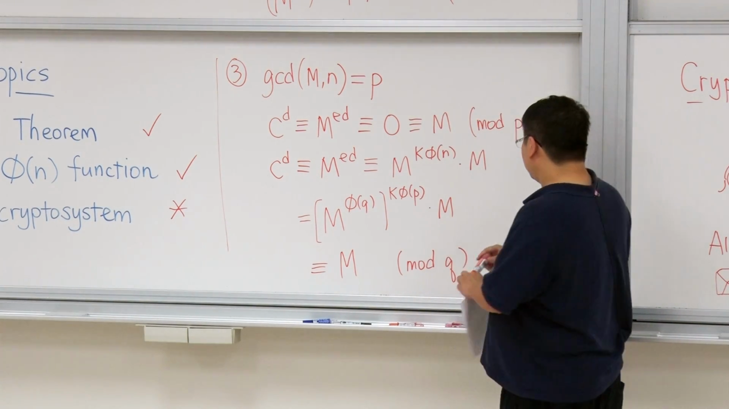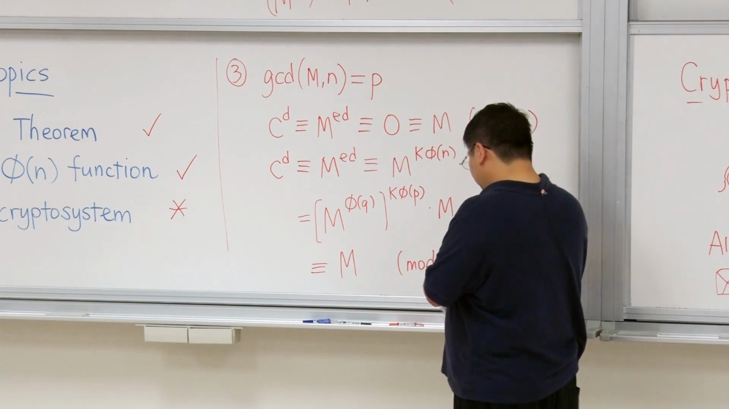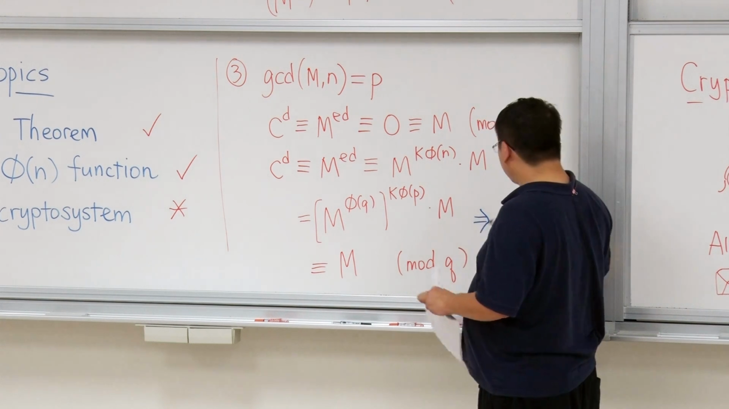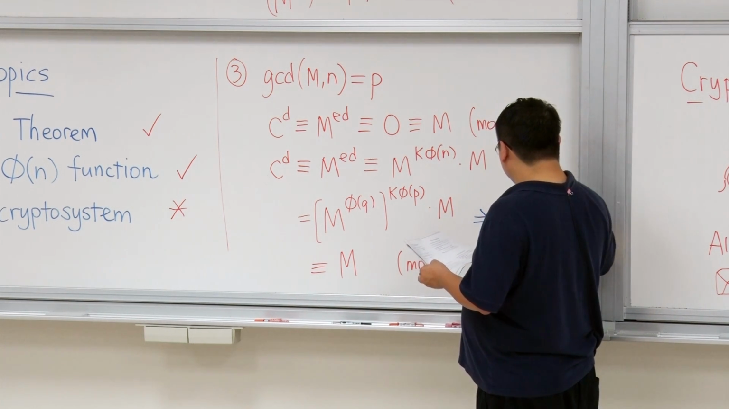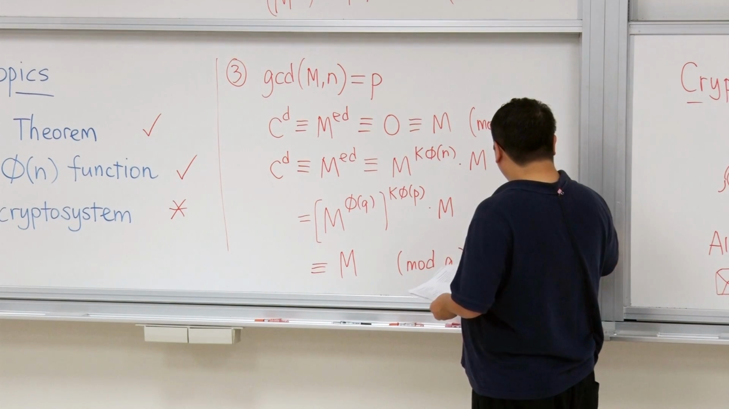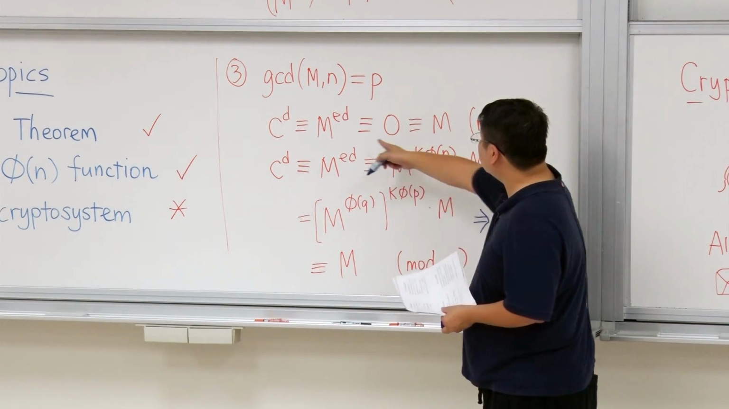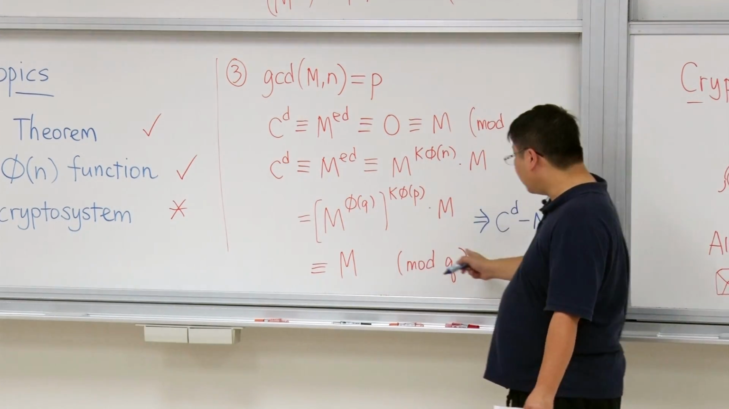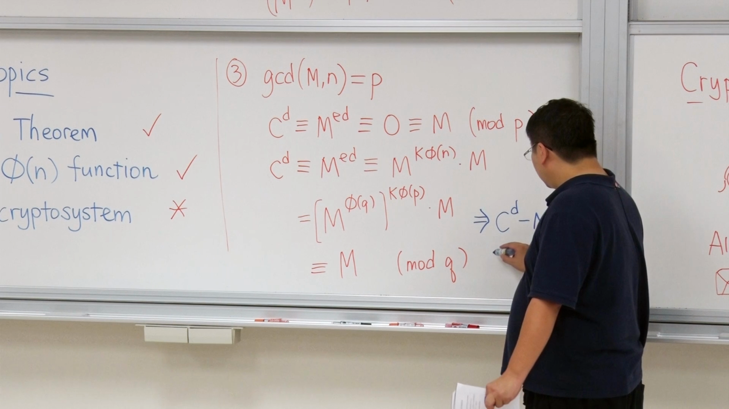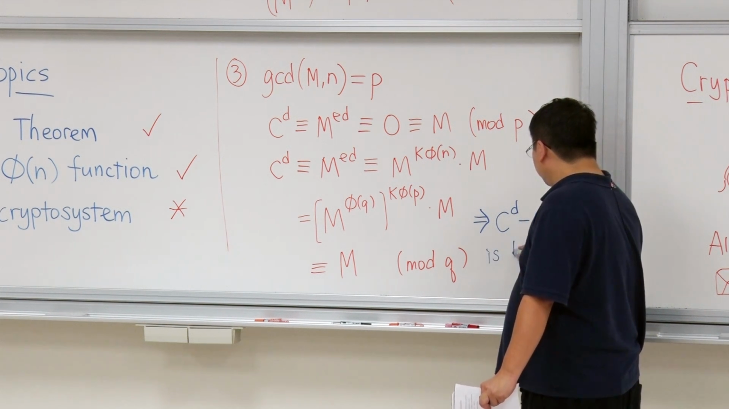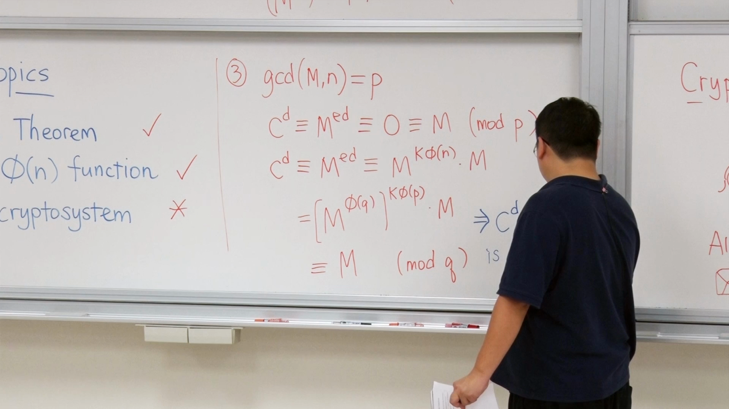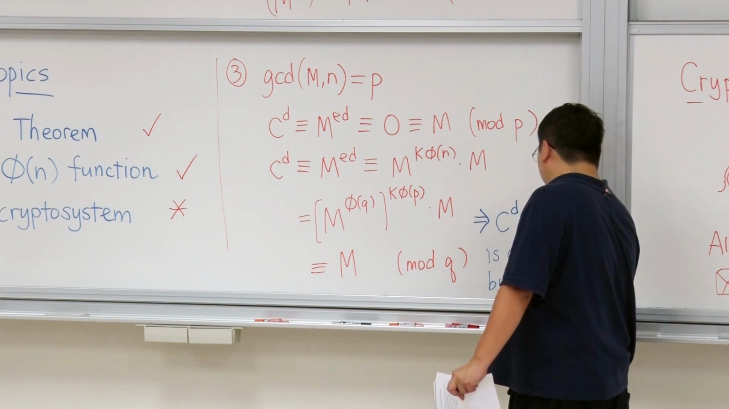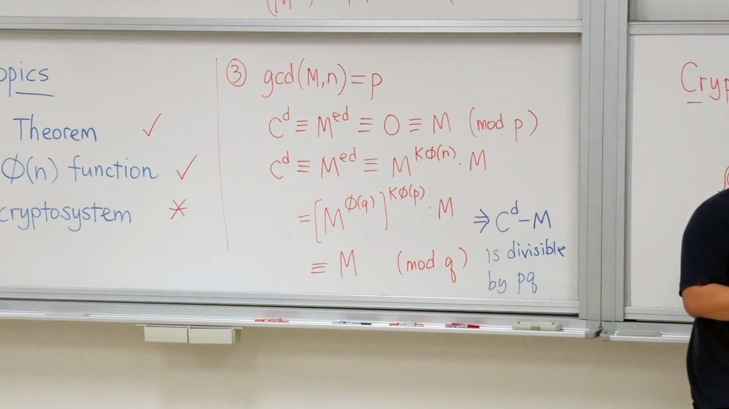Now, we find out that although this is not the same as case 2, we still have something similar. We still have something what? So after this, we can conclude that if we have the message, c to the power d minus m, because c to the power d is equal to m mod p, and c to the power d is equal to m mod q, c to the power d minus m is divisible by p and q. Is that okay?